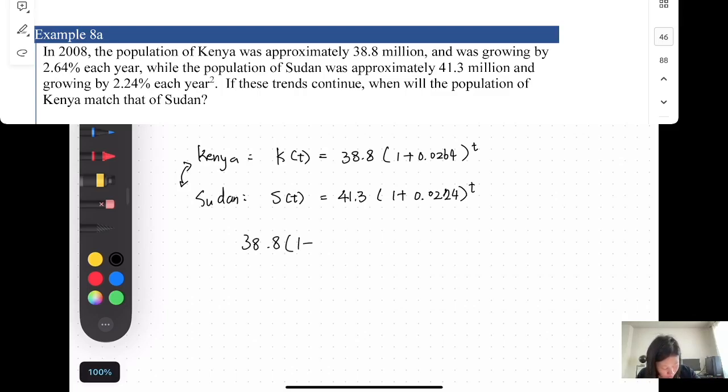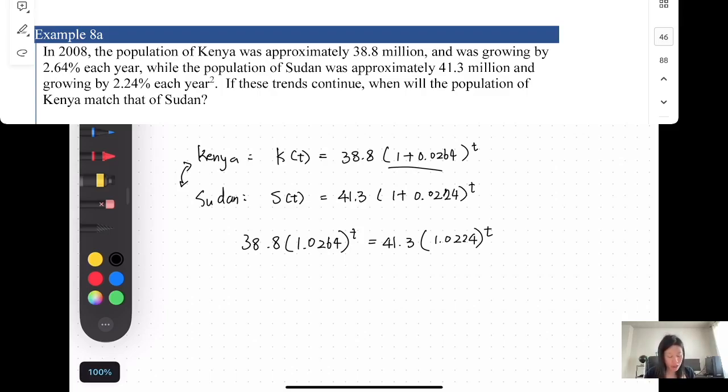13.8 times 1 plus this number, which is 1.0264 to the t power, equals 41.3 times 1.0224 to the t power. Okay, so in this case, how can I solve for t?